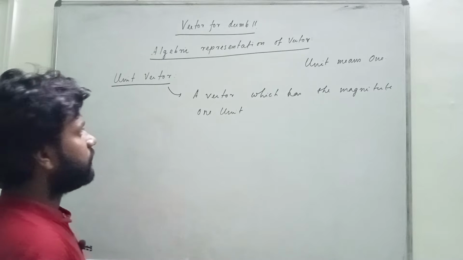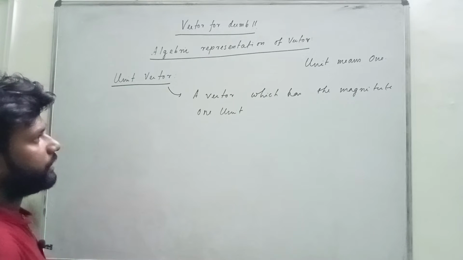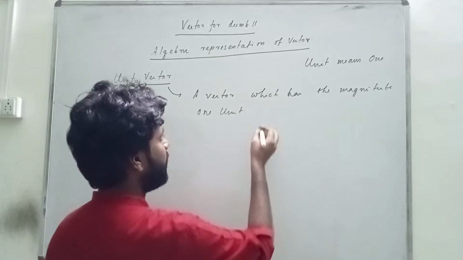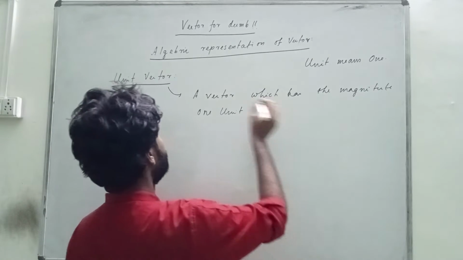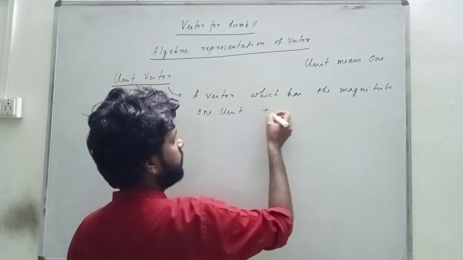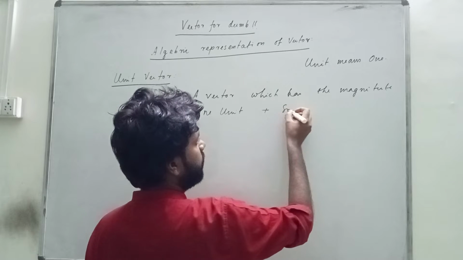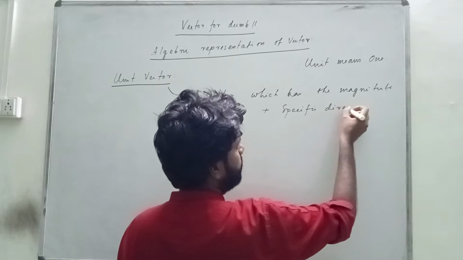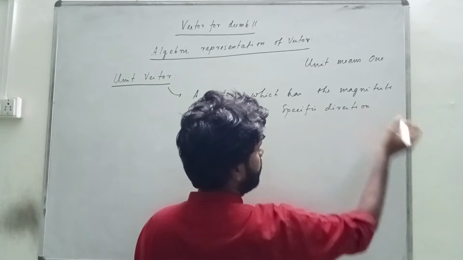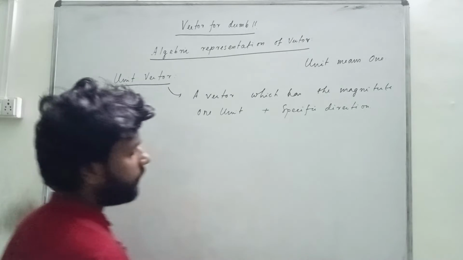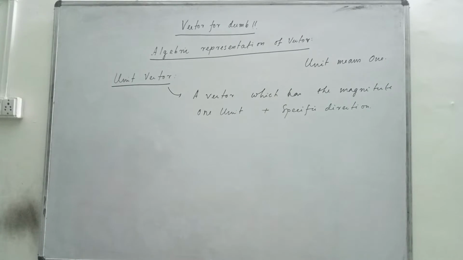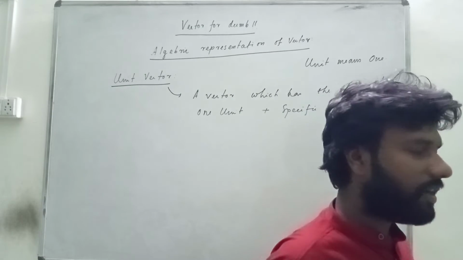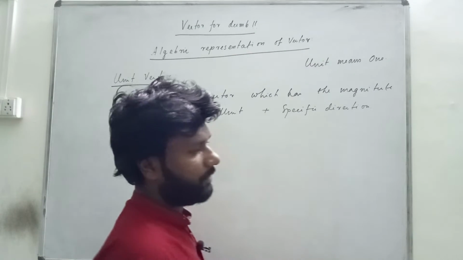So the unit vector is the vector which has the magnitude of only 1 unit, as well as a direction. Obviously it's a vector, plus it has a specific direction. Okay. So according to the syllabus for your boards or JEE or NEET, there are three types of unit vector here.